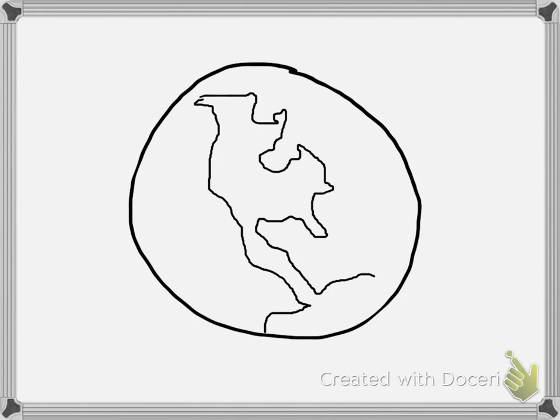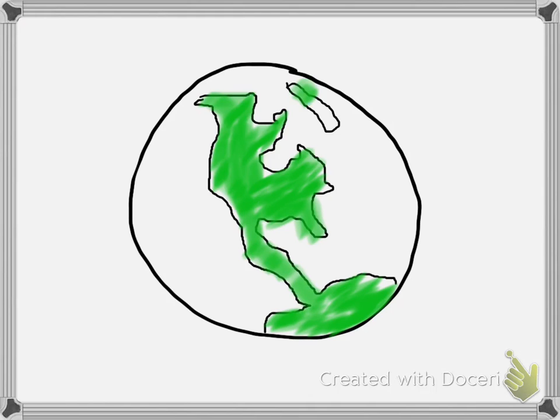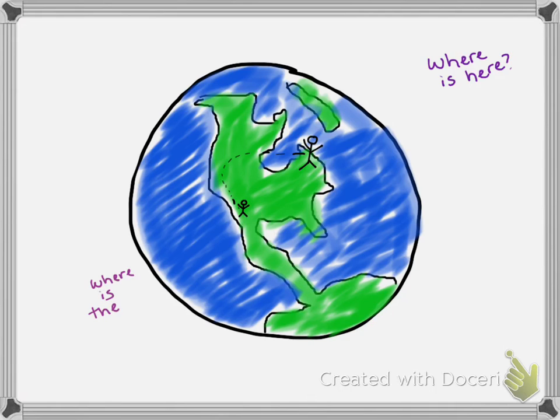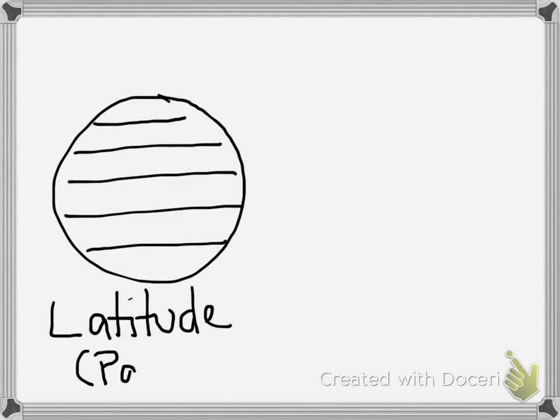This is the Earth. These are the continents, these are the oceans, and here's you. But where is here? And if you were to travel over there, we would wonder where is there? Well, everywhere on the Earth has a sort of address. We call them coordinates. And in this video, we're going to talk about how to find the coordinates of any place on Earth.